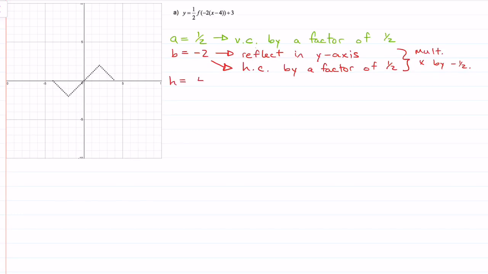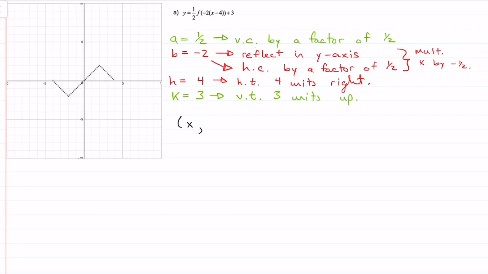Now the h value is also inside, so that's x minus 4, but again, it's kind of the opposite. Minus, I would usually think, is going to go left, but it doesn't. It actually is a horizontal translation 4 units to the right. And you'd think h is a negative, but it's actually a positive. So everything inside those brackets that hold f, they're always the opposite. So the negative 2, you actually multiply by negative 1/2. The x minus 4, you actually add 4. And last, k equals positive 3, which is a vertical translation of 3 units up.